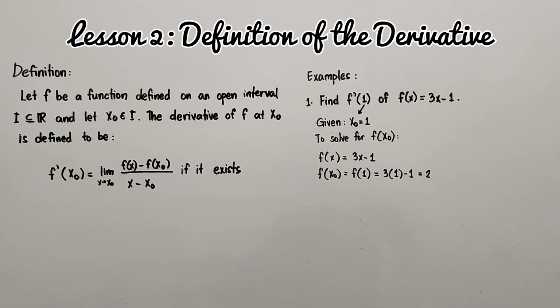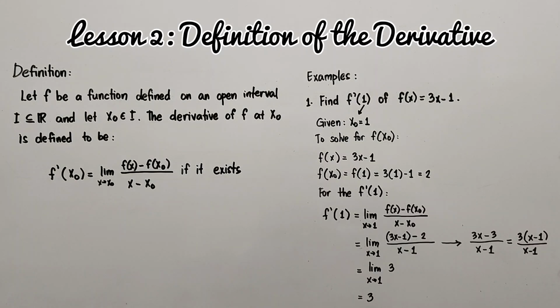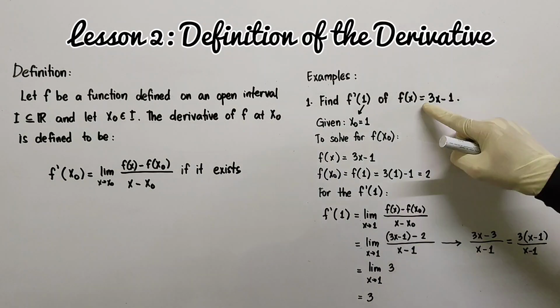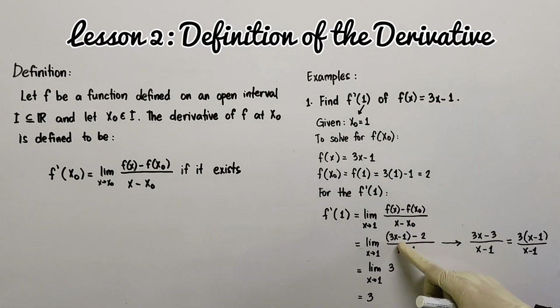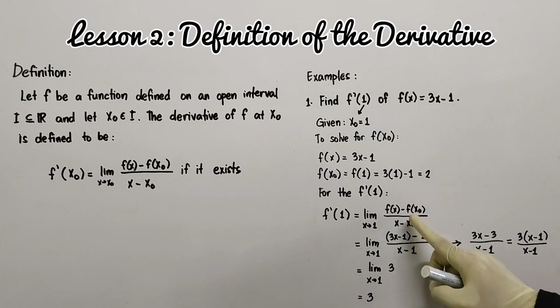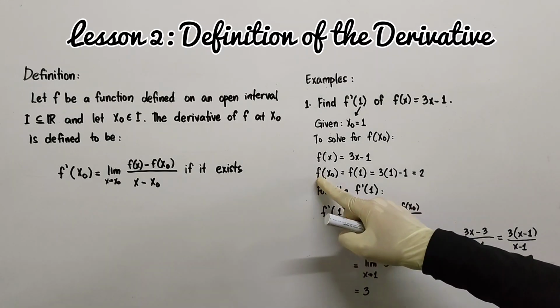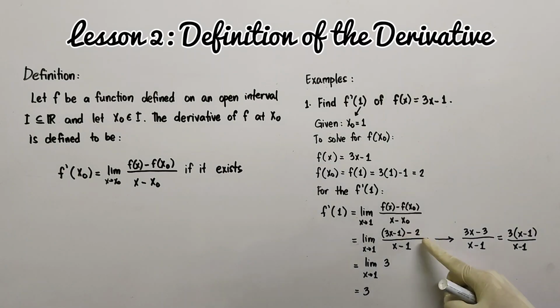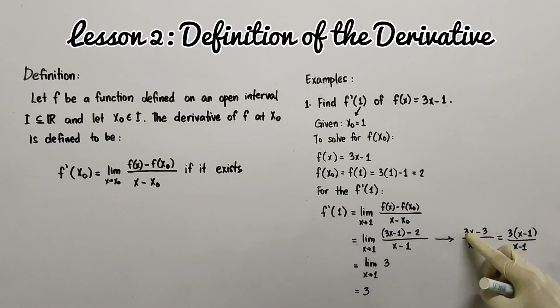Then we will substitute those values into the definition of the derivative. To solve for the derivative of the function at 1, our f of x is 3x minus 1. So you have this minus our f of x sub 0, which is positive 2, all over x minus the x sub 0, which is 1. Simplify, that becomes 3x minus 3 over x minus 1.